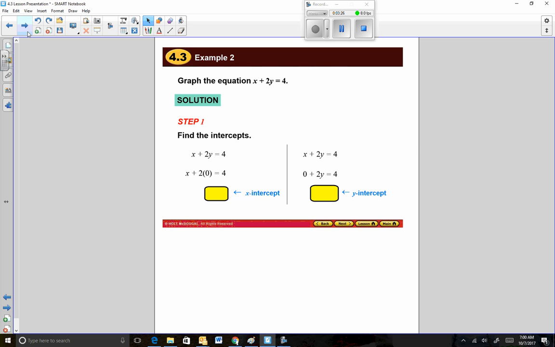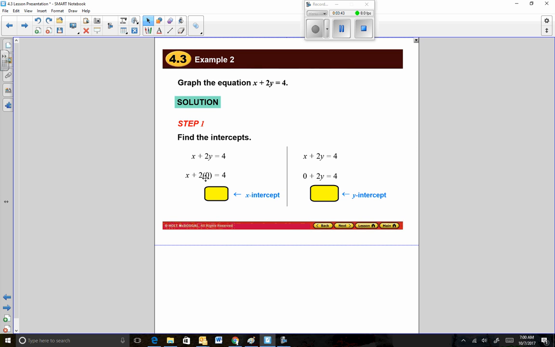Let's take a look at another question. Graph the equation x + 2y = 4. It's in standard form, so your easiest method is to place zeros in. If we want to get the x-intercept, then put a 0 in for y, and that term becomes 0. So you have x = 4, and the x-intercept is at 4.